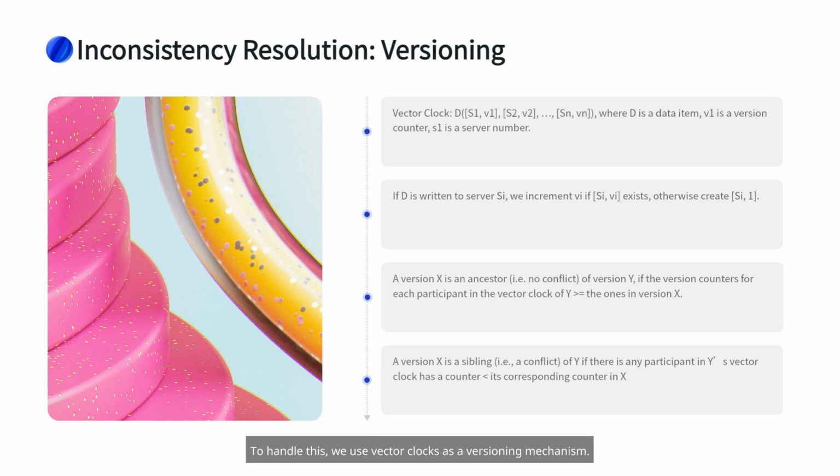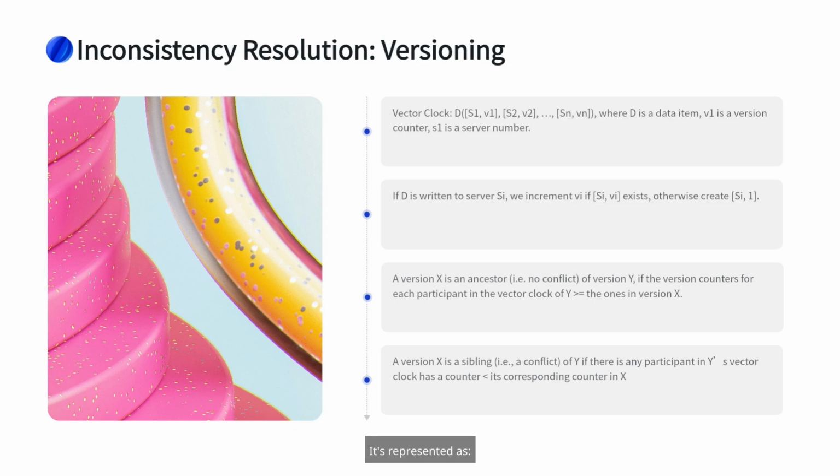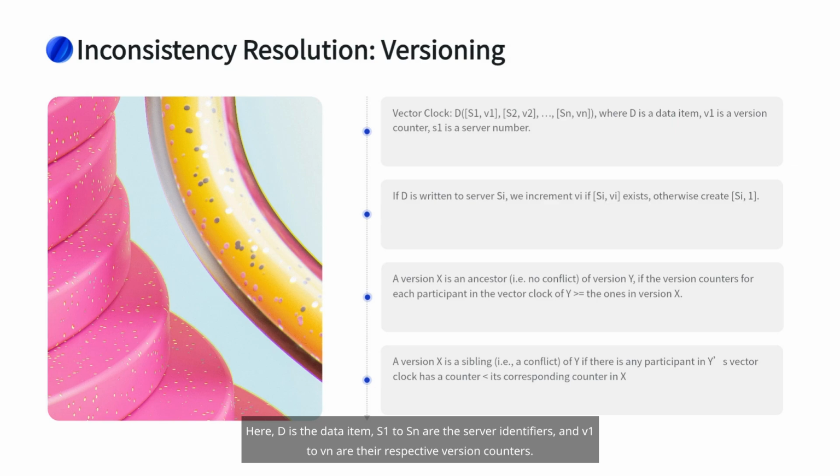To handle this, we use vector clocks as a versioning mechanism. A vector clock is essentially metadata that keeps track of the history of updates for a data item across different servers. It's represented as D([S1, V1], [S2, V2], ..., [Sn, Vn]). Here, D is the data item, S1 to Sn are the server identifiers, and V1 to Vn are their respective version counters. Whenever a server Si writes a new version of data D, it does one of two things.